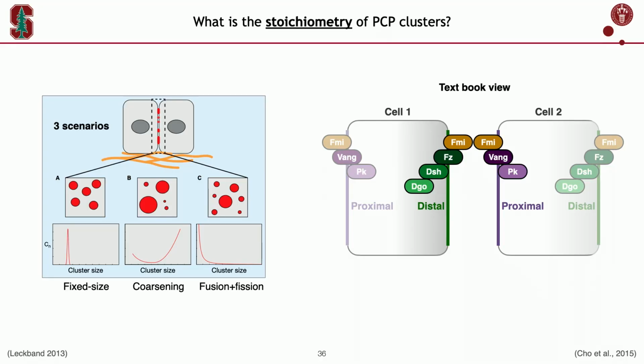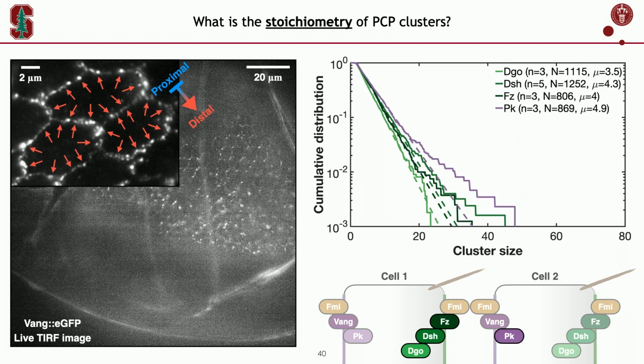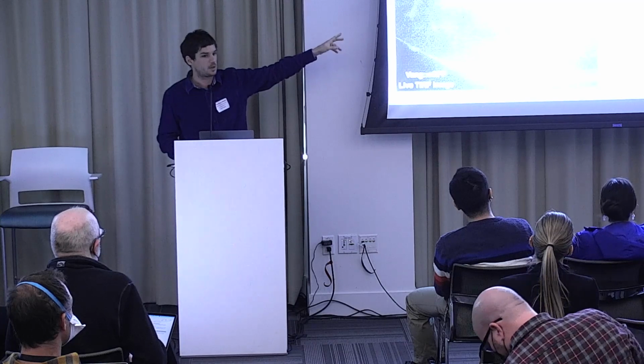And the cartoon I showed earlier on, that's kind of the textbook view of PCP, with double the number of Flamingos compared to the other proteins. However, we've never looked with high-resolution images like the ones I'm doing here. And we can do that, just continue what I showed you before, do it for the other proteins, and we find an equal number of Dishevelled, Frizzled, and Prickle. However, as expected, there's more Flamingo compared to the other ones, roughly a factor of 2, so that makes sense.